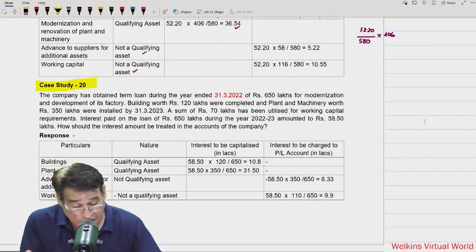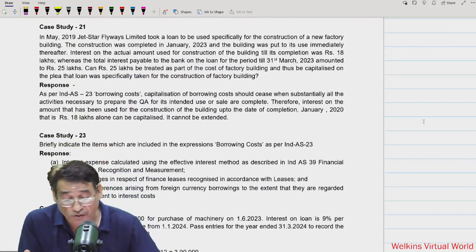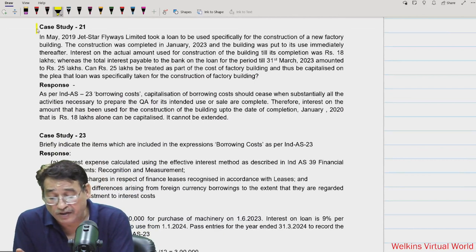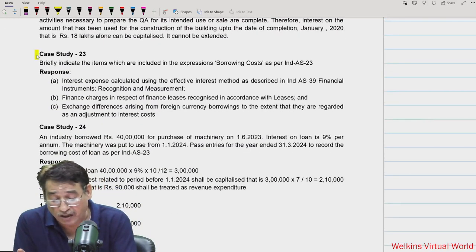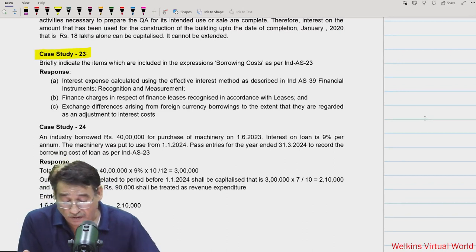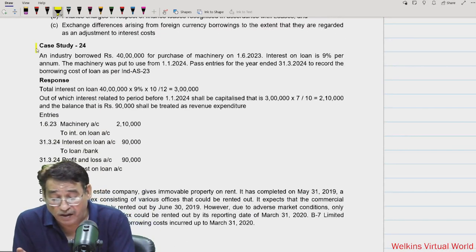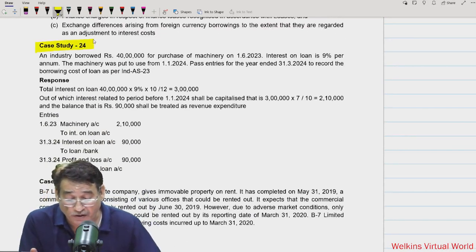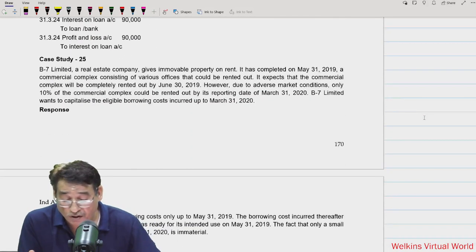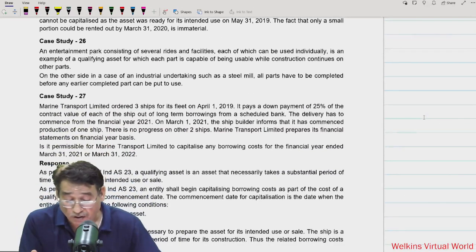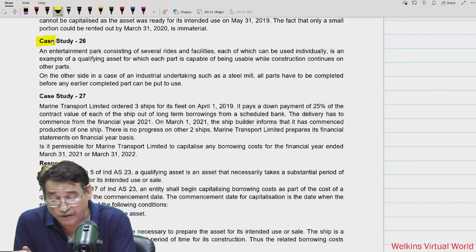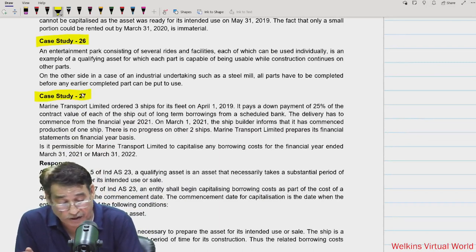Case study 20, you can do on your own. And even case study 21, you can do. It is easy. Case study 23 is theoretical. Case study 24, very simple. You can do it on your own. Even case study 25, you can do on your own. Case study 26, 27.